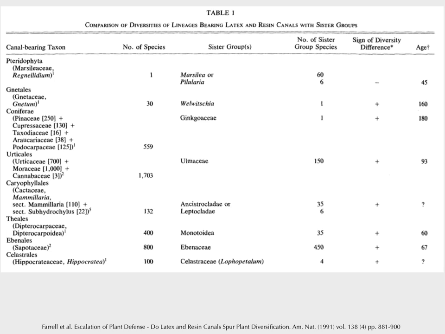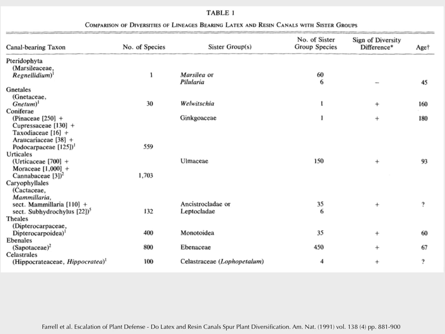Yes, it's been attacked by many herbivores. So you can look at the comparison of number of species. This one has canals and has one species. Its sister group has either 60 or 6 species. We're not sure about the phylogeny, but it's one of those. So not having latex canals makes you more diverse.